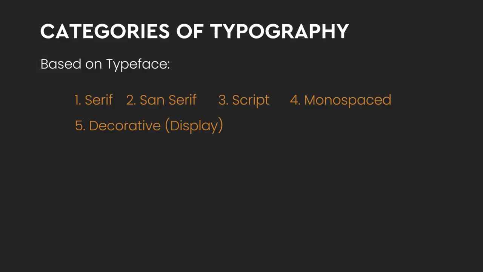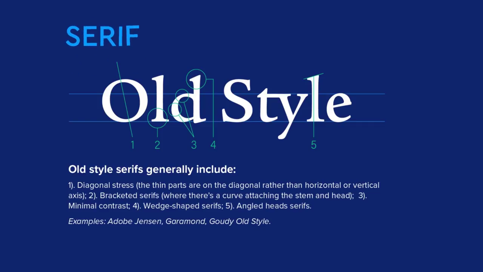Categories of typography based on typeface. Now, based on typeface, many people can approach this in different ways, but for me, I've done this in five categories. One is serif, two sans serif, three script, four monospace, and five decorative. Serif is further broken down into subcategories, and one of them is old style. The old style is characterized by, number one, diagonal stress. That is, the thin parts are on the diagonal rather than the horizontal or vertical axis.